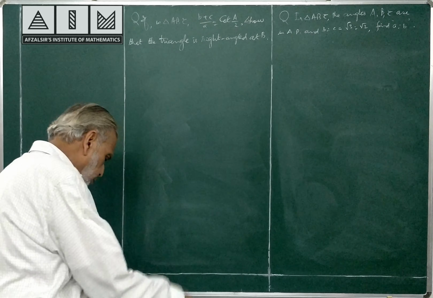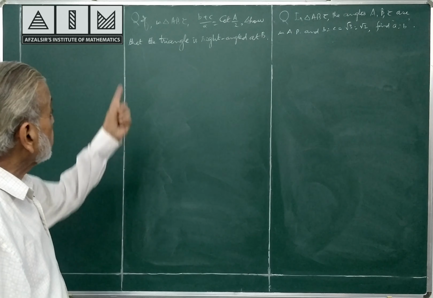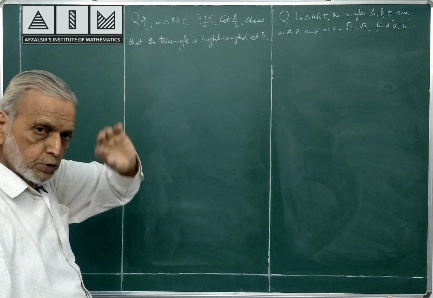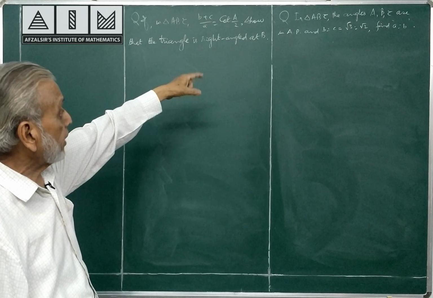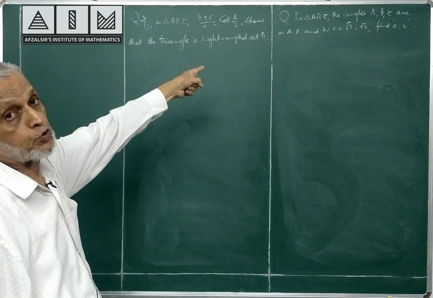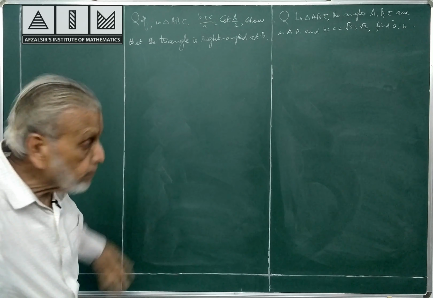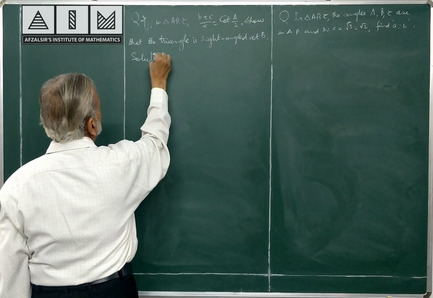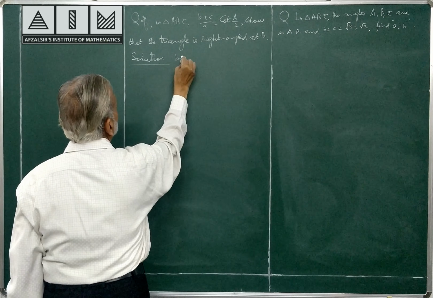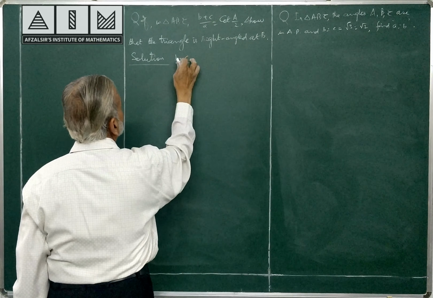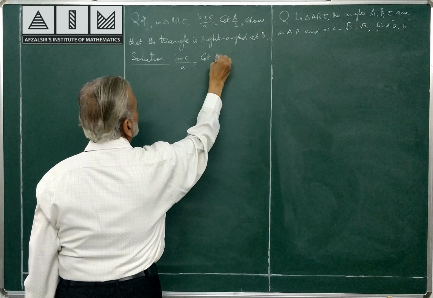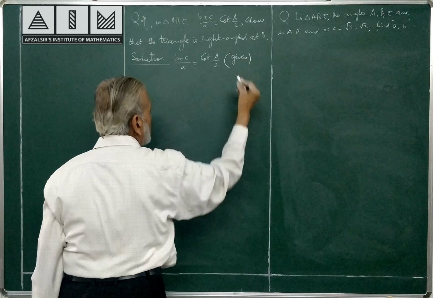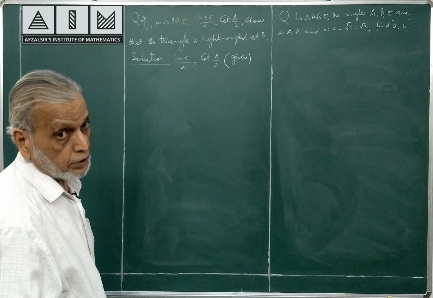See this question now. We are solving a few examples. In triangle ABC, it is given that b plus c by a is equal to cot A by 2. You have to prove that the triangle is right angled at B. It means you have to prove B is equal to 90 degrees. I am solving, please watch. b plus c by a is equal to cot A by 2.